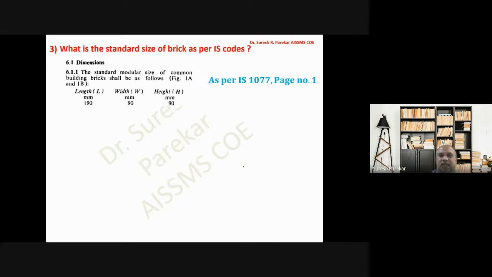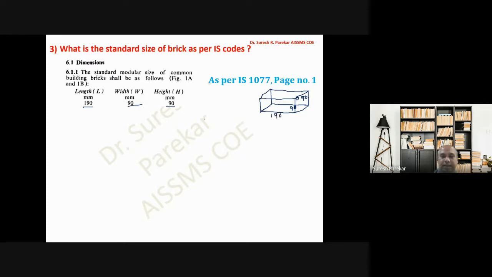What is the standard size of brick as per IS code? That is given in 1077, because specifications are given in this, and the dimensions are 190, 90, and 90. So if we draw this brick, we have 90, 90, and 190. Just I will draw it so you can understand these dimensions also. We have this as 90, then vertical, that is height, also 90, and this length we have 190.